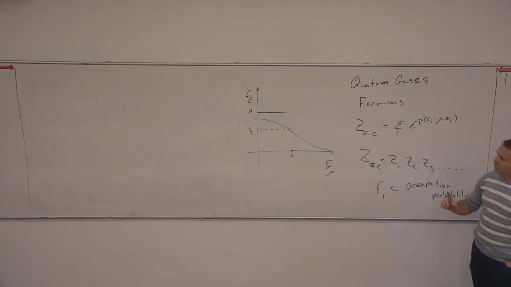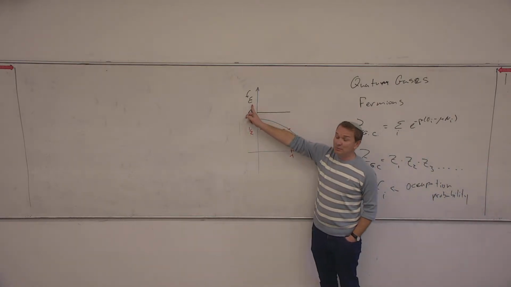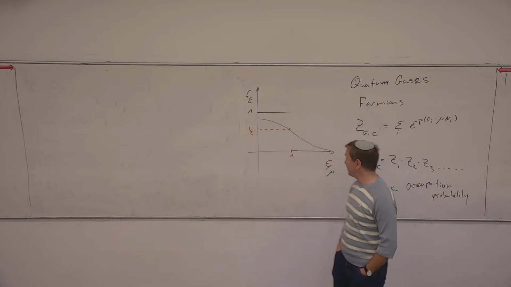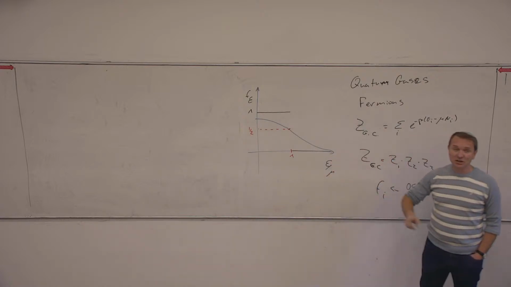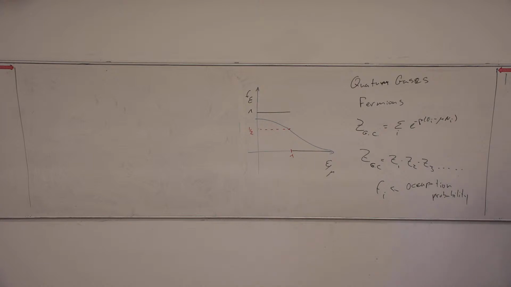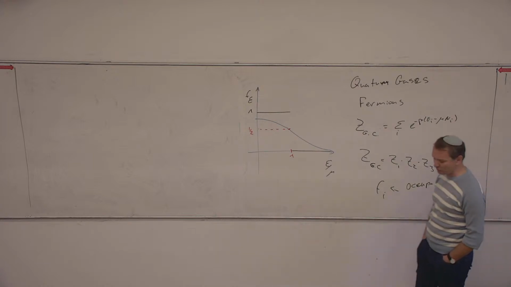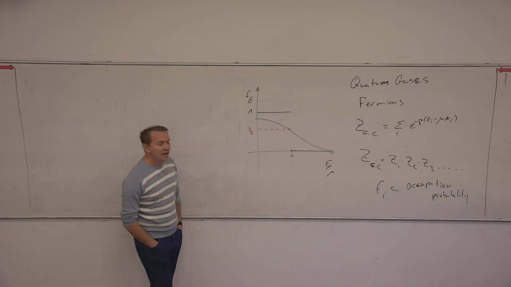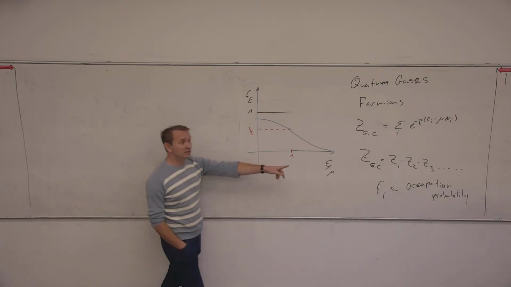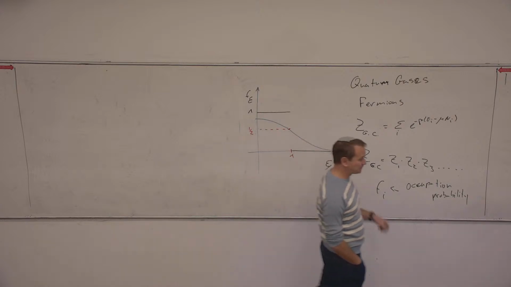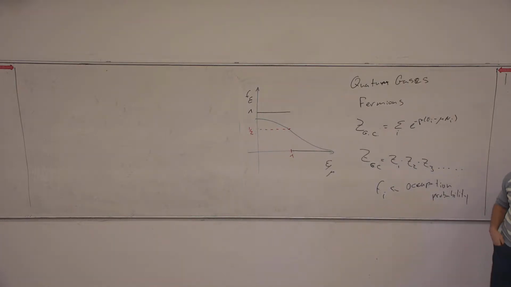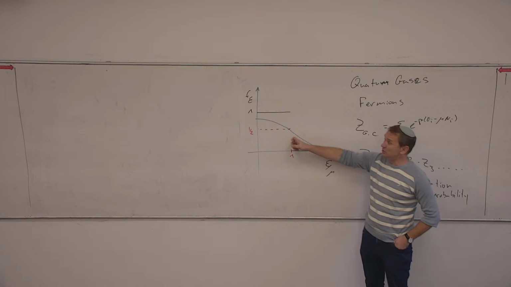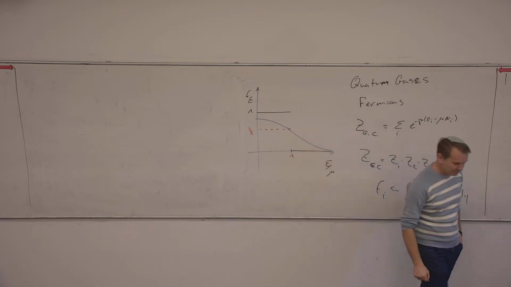Now, it's important to remember that f of epsilon is an occupation probability. Epsilon is not the random variable over here, okay? So it's the indicator function. Is it occupied or not occupied? This is the random variable. Epsilon, or the value of the energy, is just a parameter. Therefore, we do not expect that the integral of this will give us 1.